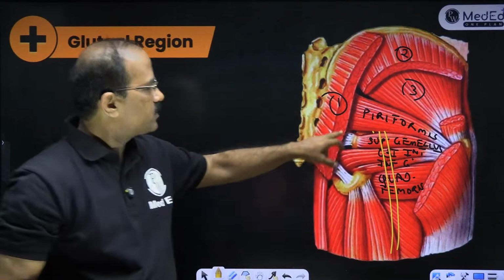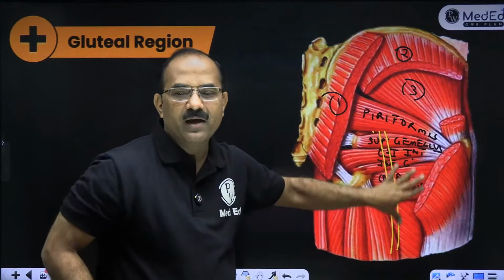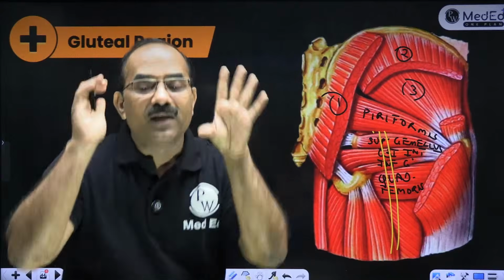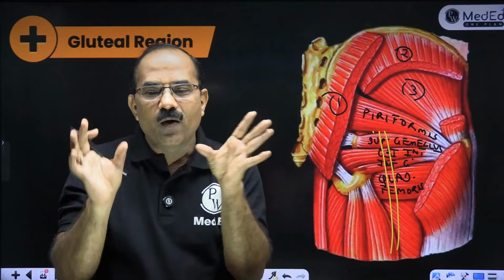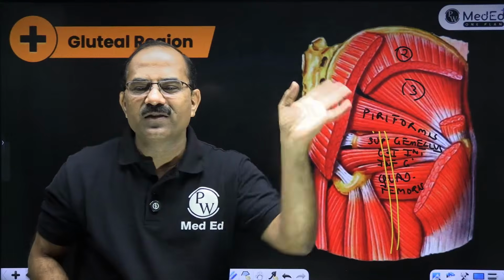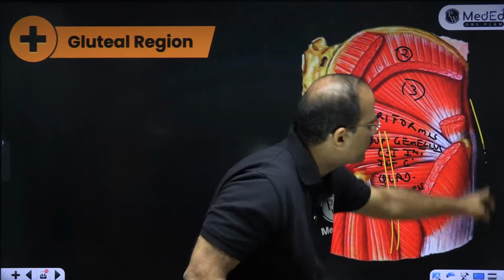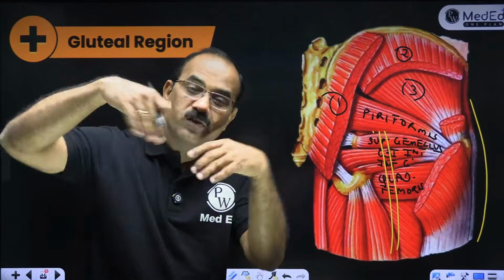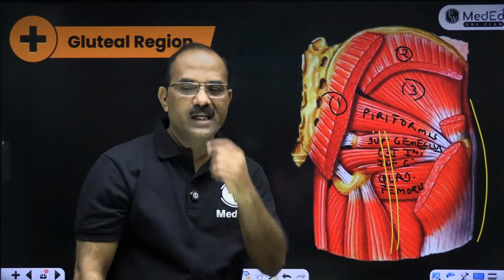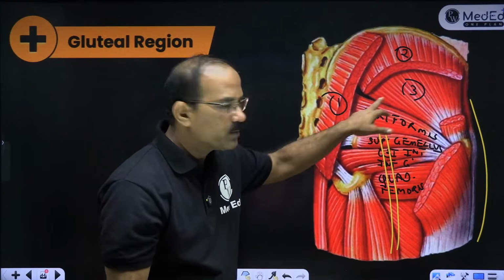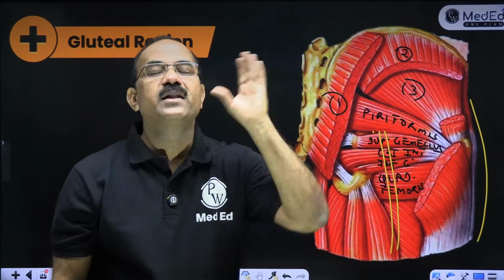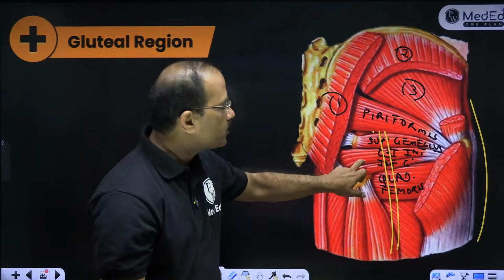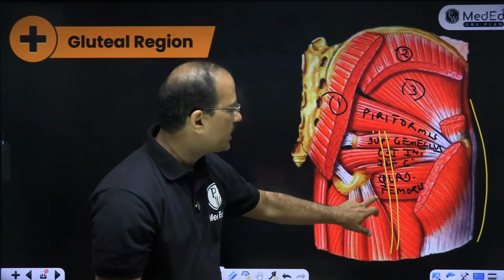The sciatic nerve comes into the gluteal region. It comes below the piriformis. The lateral cutaneous nerve is on this side; it comes from the front. The lateral cutaneous nerve is a branch of the lumbar plexus and this is a branch of the sacral plexus, right? The sciatic nerve is lying on which muscles? It lies on the superior gemellus, the obturator internus, the inferior gemellus, the quadratus femoris.